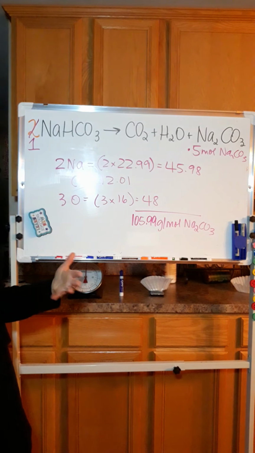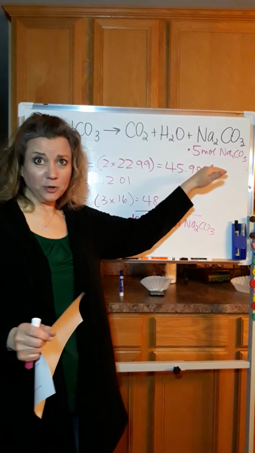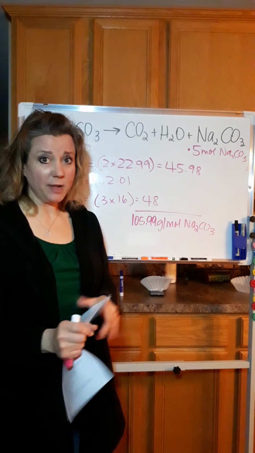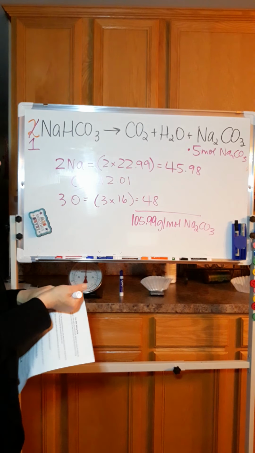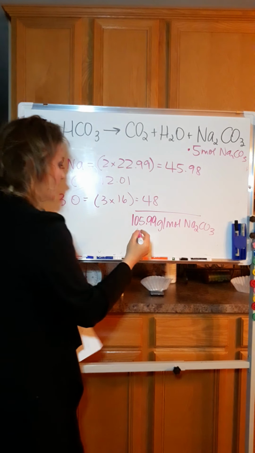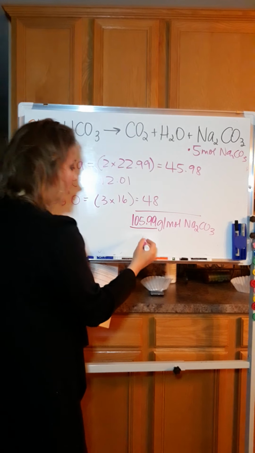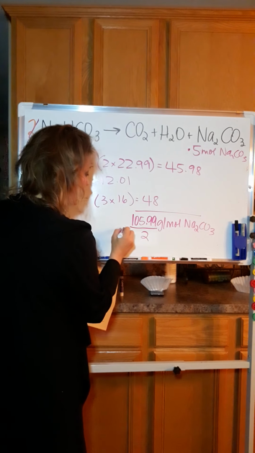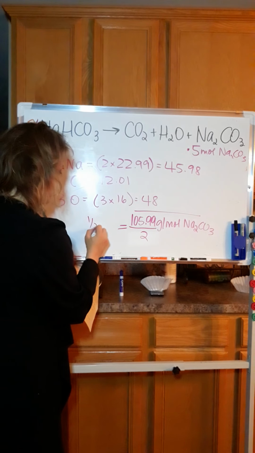But the problem is that I don't get 1 mole of sodium carbonate. I've got only half a mole of sodium carbonate. So to figure out how much sodium carbonate I'm going to get, I need to divide the mass of 1 mole by 2 in order to get the mass of half a mole.